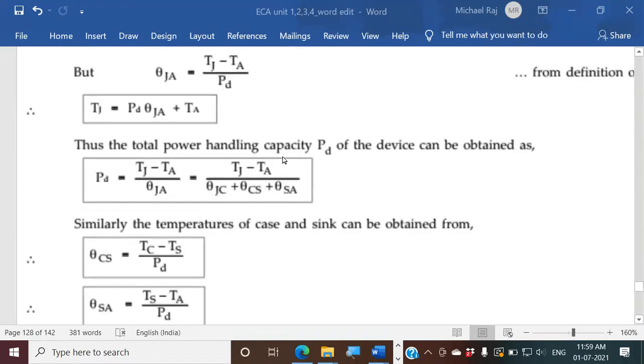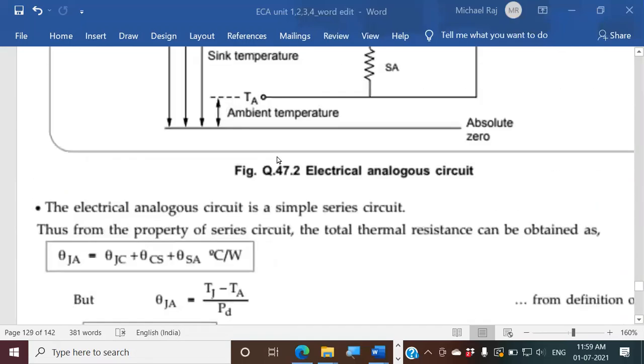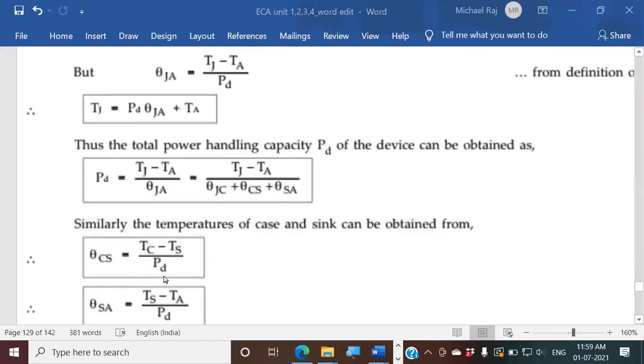And then, tell me theta CS. Likewise, what will theta CS be? Tc minus Ts by Pd. Your voice was breaking, please repeat again. Tc minus Ts by Pd. Tc minus Ts by Pd.